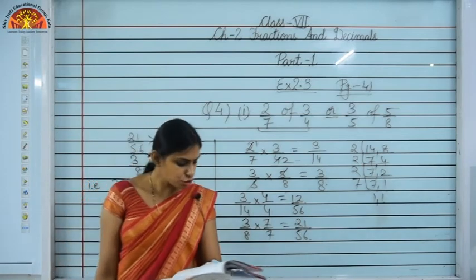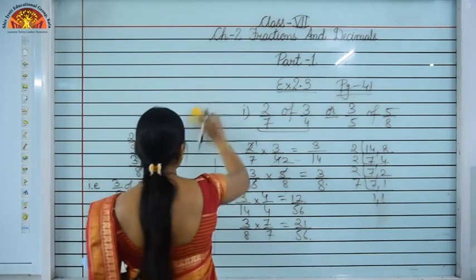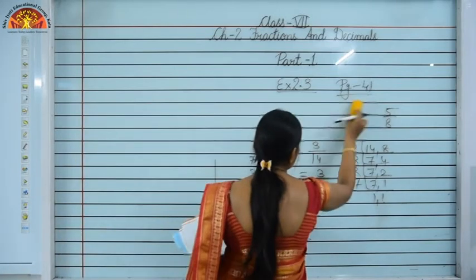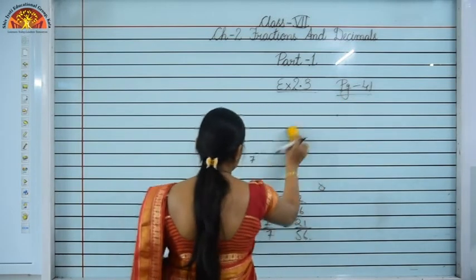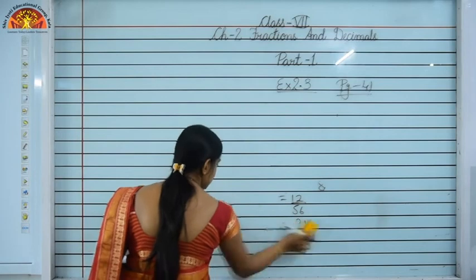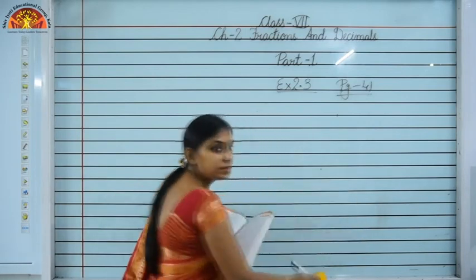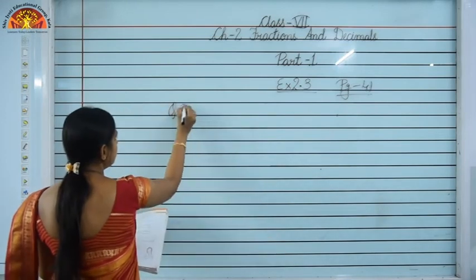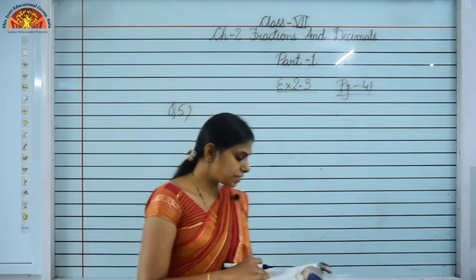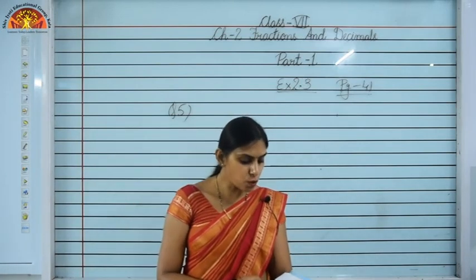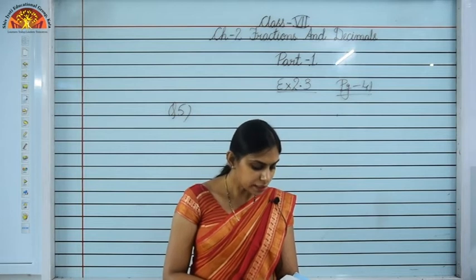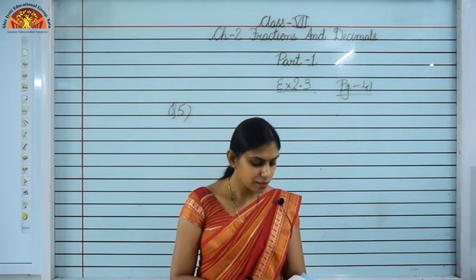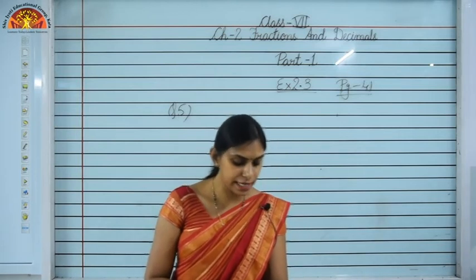Now just see question number 5. Just go through the question, children. Salili plants 4 saplings in a row in her garden. The distance between the two adjacent saplings is 3 upon 4 meters. Find the distance between the first and the last sapling.